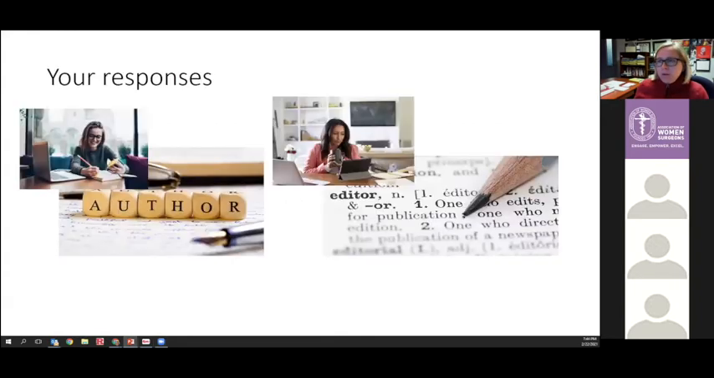So when you are formulating your responses to an article that you've been asked to review, you're going to be responding both to the author and to the editor. So those are your two audiences, and your responses to the author are going to look very different than your responses to the editor, because they're looking for two different things, and those responses have two different purposes.